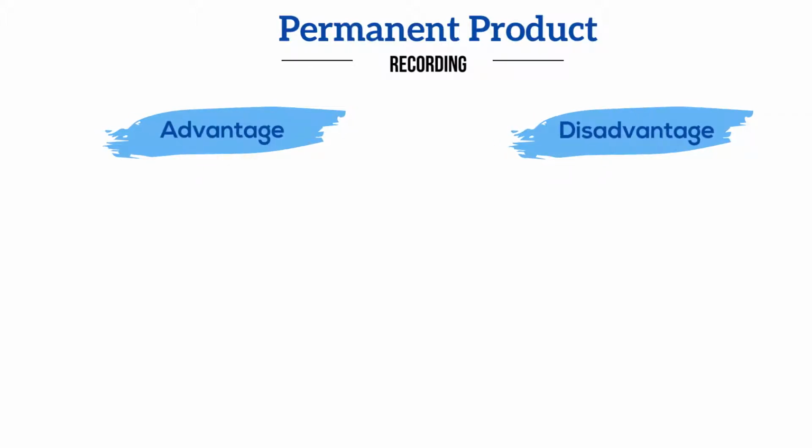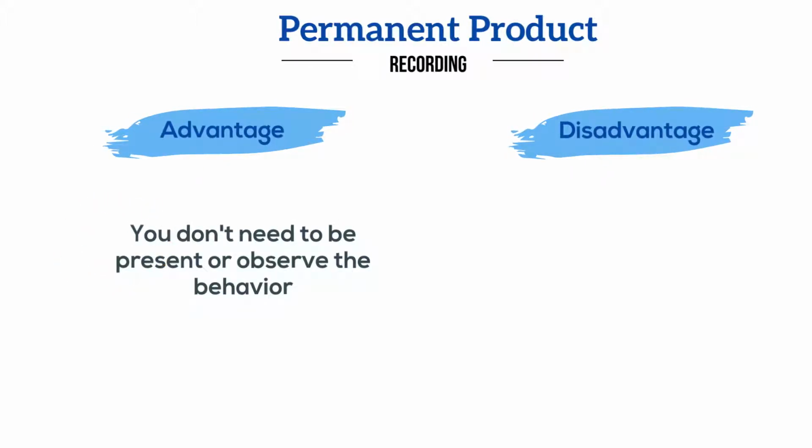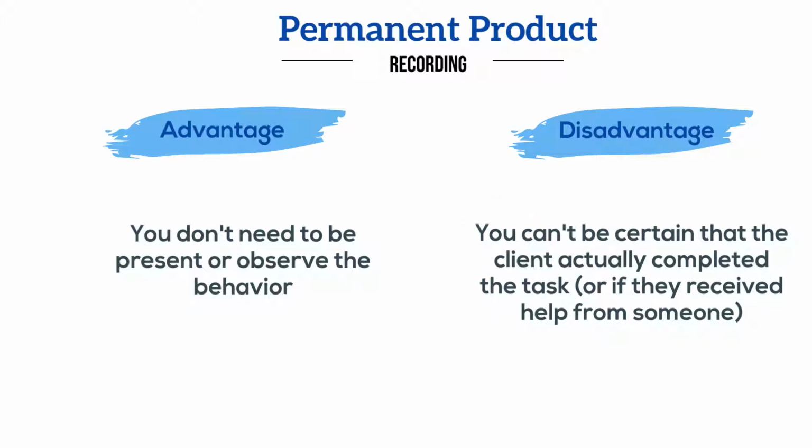Because permanent product is an indirect measurement, the observer doesn't need to be present. They can give the client the homework and walk away. With that, we can't be sure who really completed the homework, hence the disadvantage.